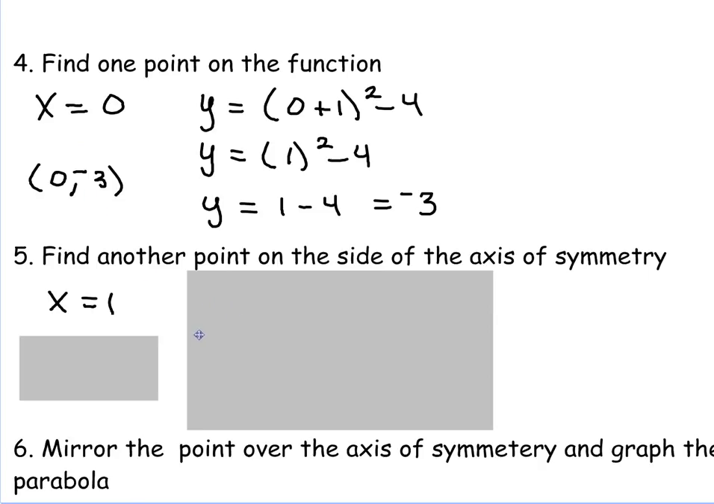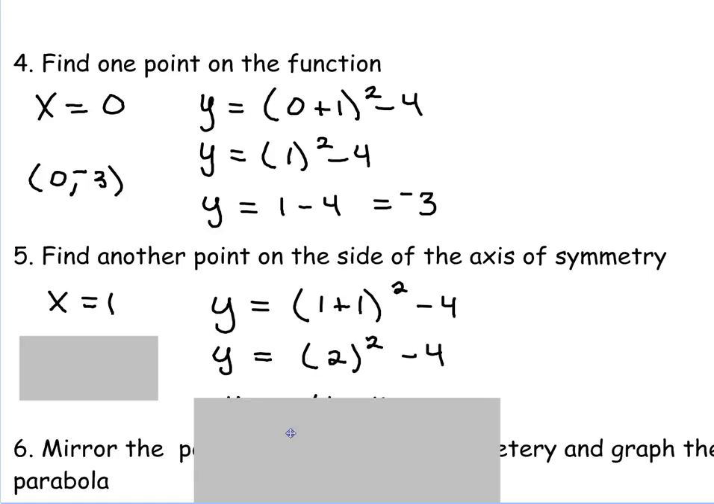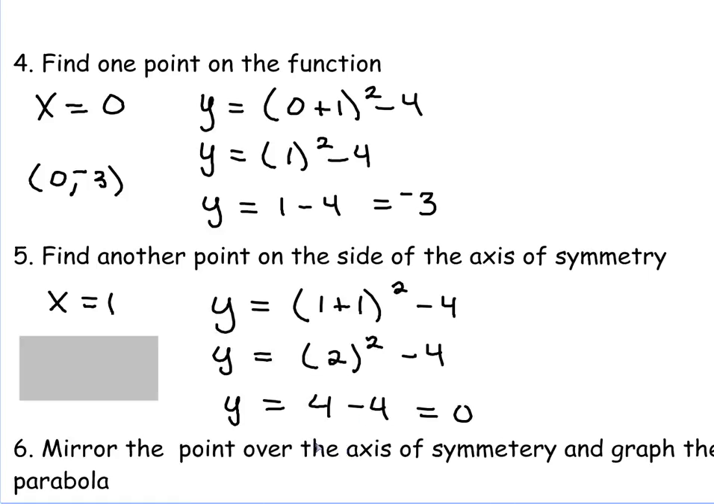I'm going to do the same again. This time I'm going to plug in 1. So 1 plus 1 is 2. 2 squared is 4. 4 minus 4 is 0. So my second point is 1, 0.